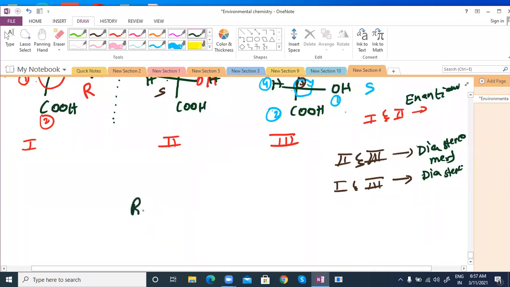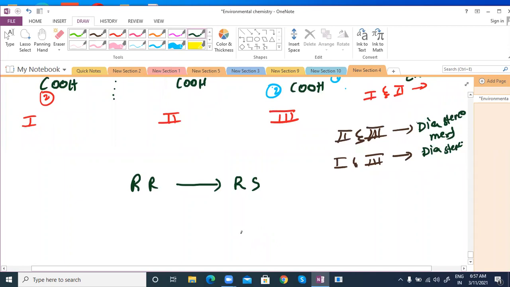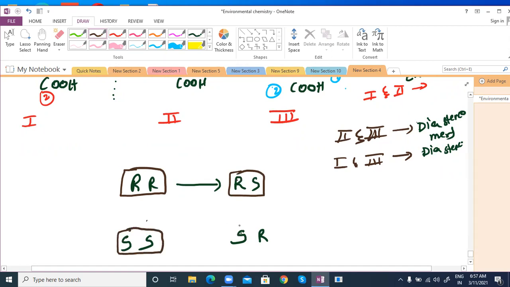Suppose this is RR, that becomes either RS. Okay, I am writing. You can check it. Even SR doesn't matter. This is SS. These are the 4 I have given. I am going to explain what the relation is between these 4 with respect to RS nomenclature.